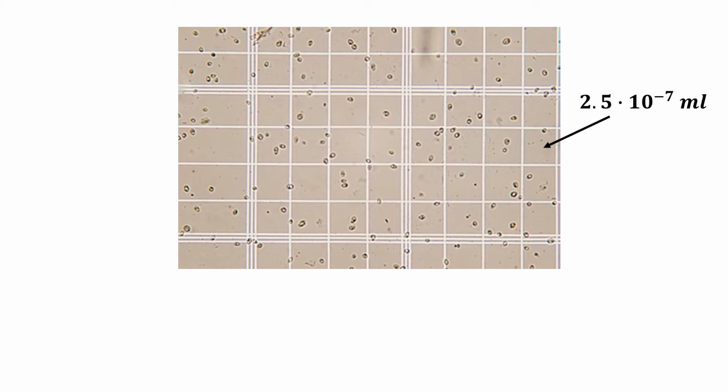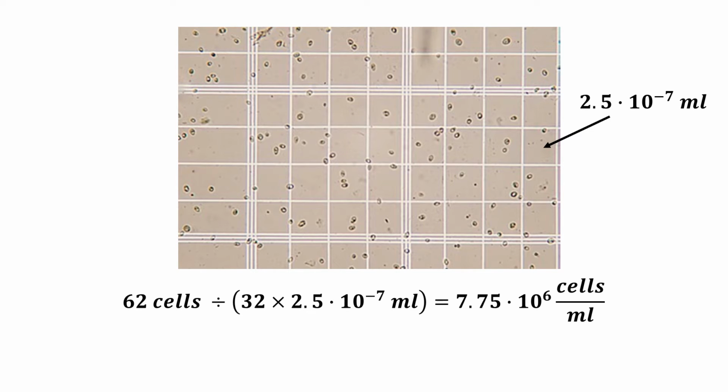We can count the cells in 32 squares as indicated by 2 of the larger triple-ruled squares, each containing 16 smaller squares. Suppose we counted 62 cells in these 32 squares. Then we know that there are 62 cells per 32 of the 2.5 times 10 to the negative 7th milliliters of liquid, which amounts to 7.75 times 10 to the 6th cells per milliliter.